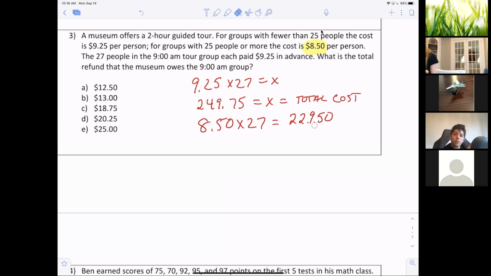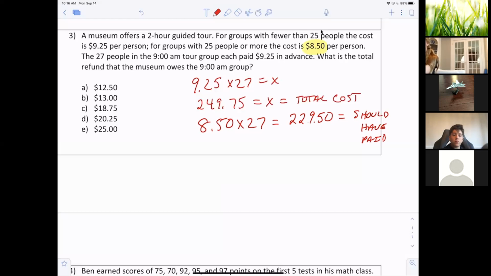So that to me seems right. They should have paid what? $229.50. Do you agree with this? All right, so now that is what they should have paid. You agree with that? So now how do I figure out how much refund they get?